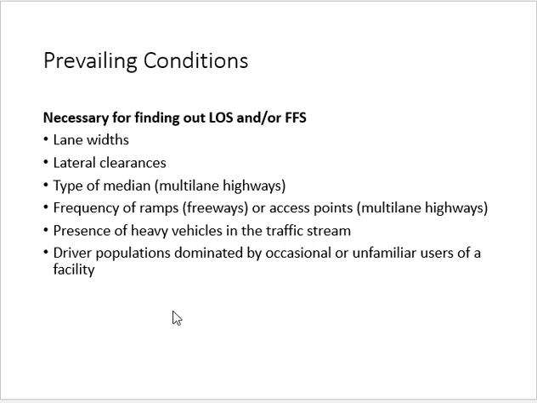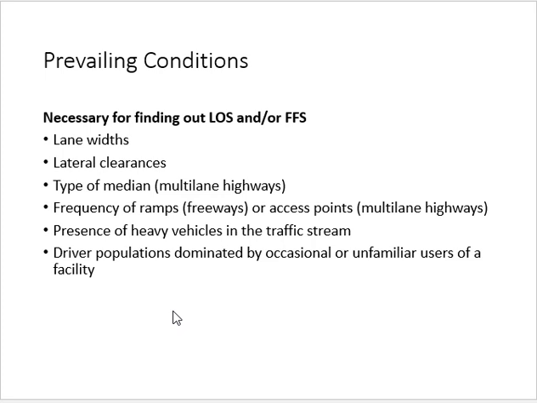Now, what is the difference between them? First of all, keep one thing in mind. Freeways don't have access points. Freeways don't have intersections. Got it? Freeways only have ramps. So the condition is fixed. Only ramps on freeways, nothing else. So ramp density is only for freeways.